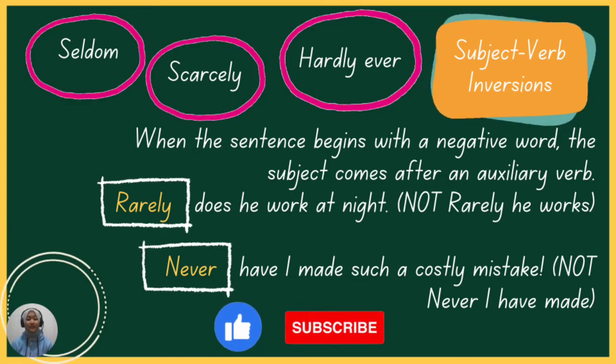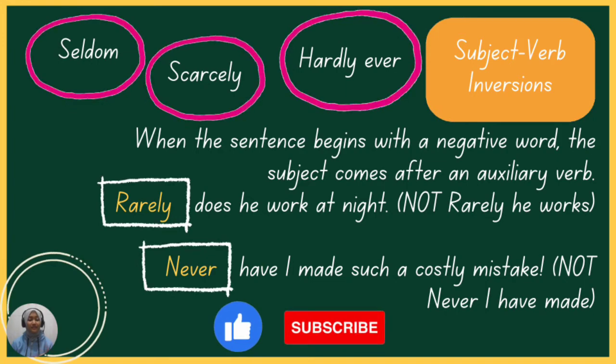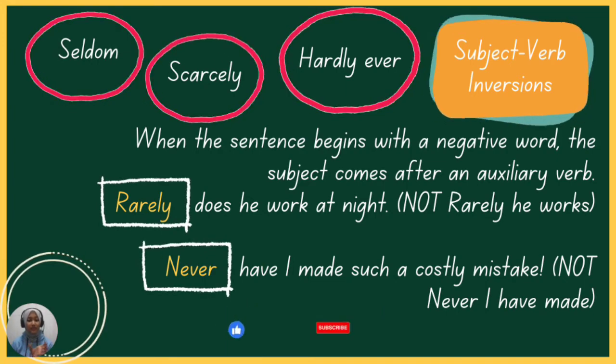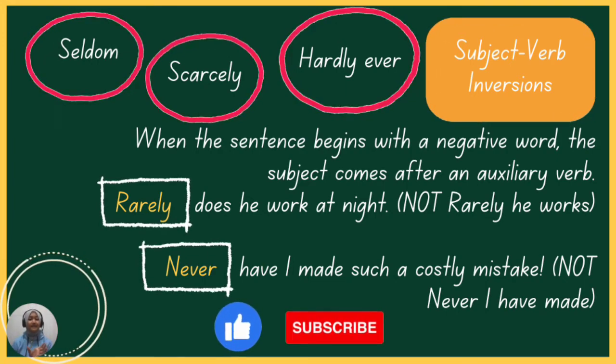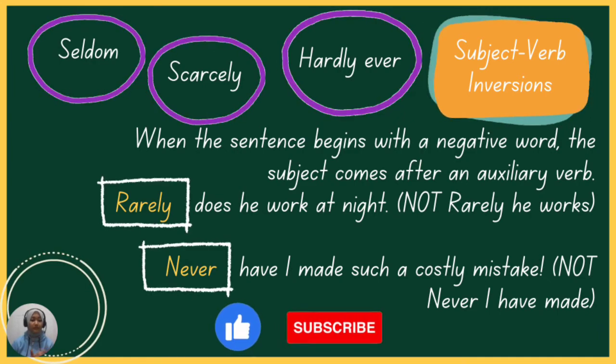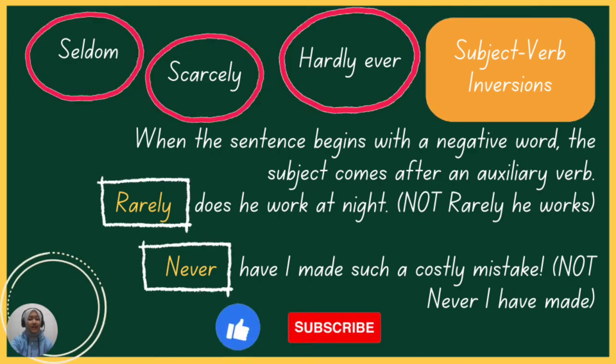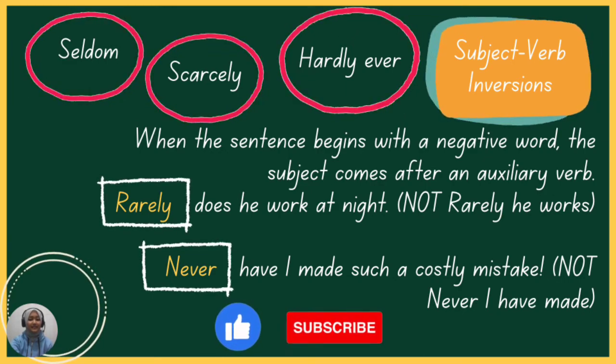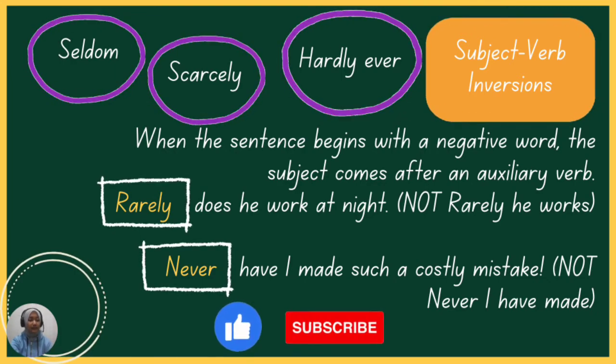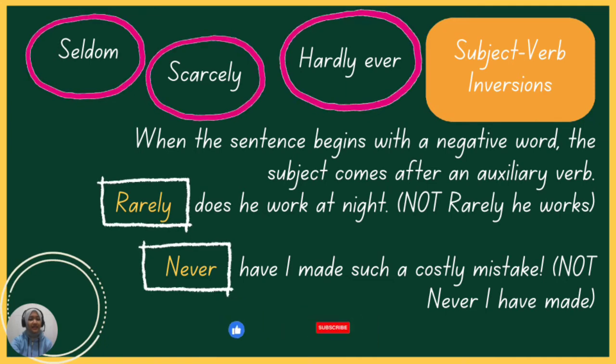But when we have this negative word never, then don't forget to put the auxiliary verb before the subject. Never have I made such a costly mistake. Not "never I have made." Okay, ada indikator negatif seperti rarely, never, seldom, scarcely, hardly ever.